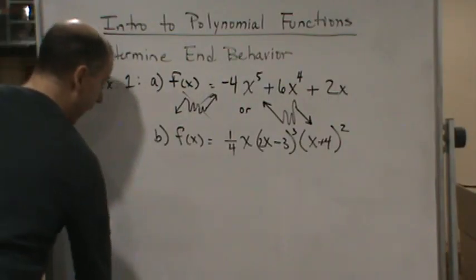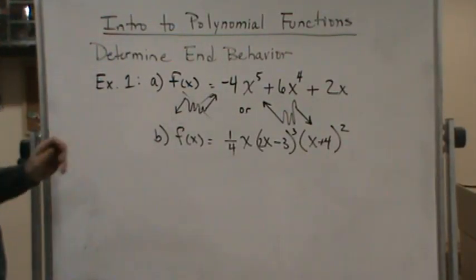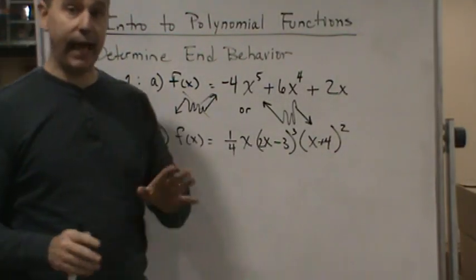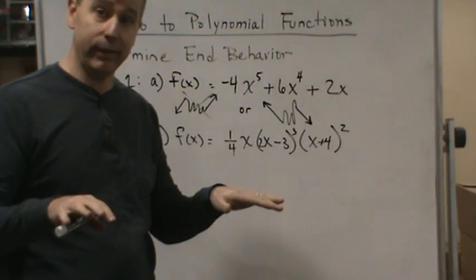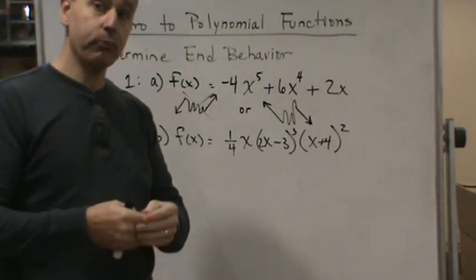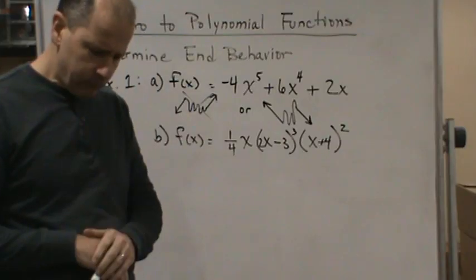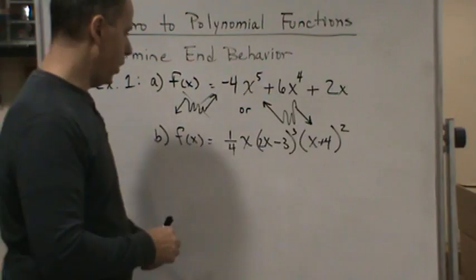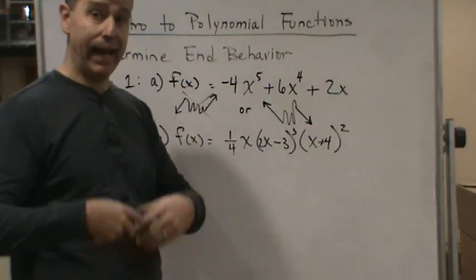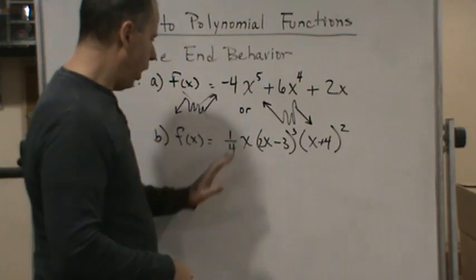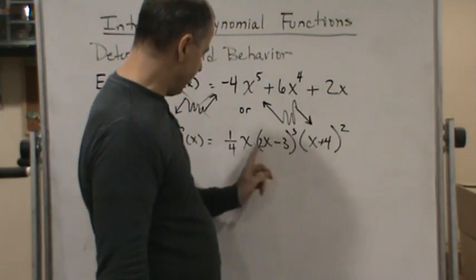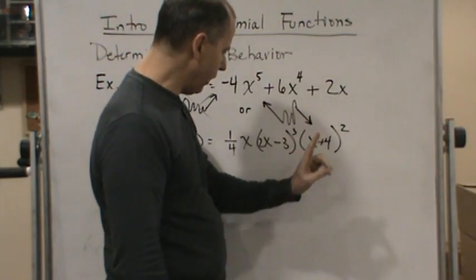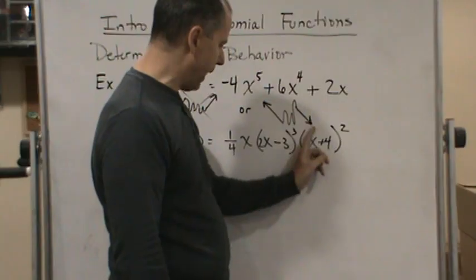All right, cool. Now, what about B? Well, look at this one. This is factored, so it's in factored form. But again, think about this. All we care about is the degree and the sign of the leading term. So we want the degree of the leading term and the sign of the leading coefficient. So all we have to do is understand that these are factors, so we're multiplying these. All we care about is what's the largest power of x here.